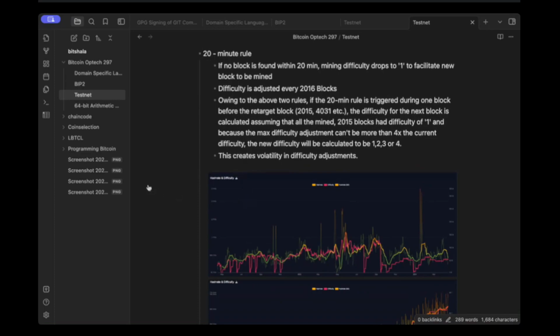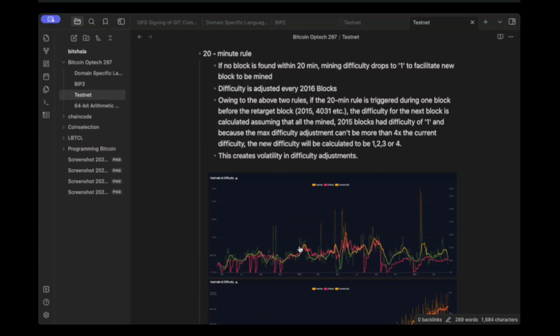Any questions about this? Okay. Yeah, just one question. I think I remember reading somewhere that, am I audible? Yeah, I remember reading that there are other testnet chains, not just one testnet chain. Is that true? Are there multiple testnets?